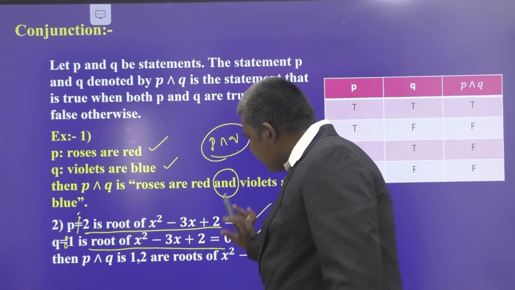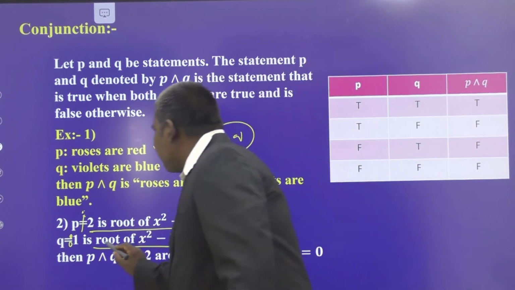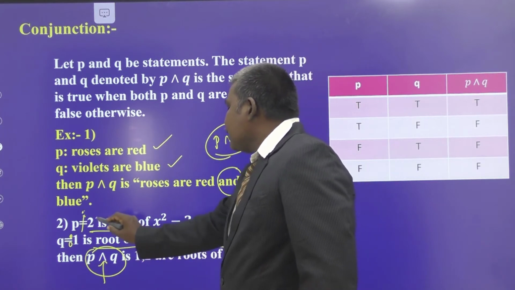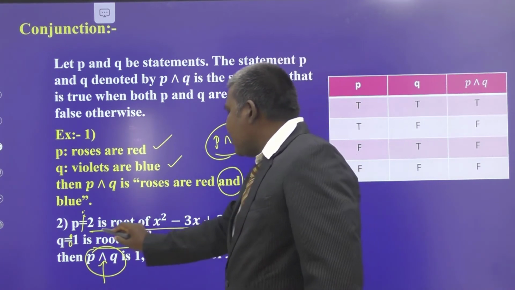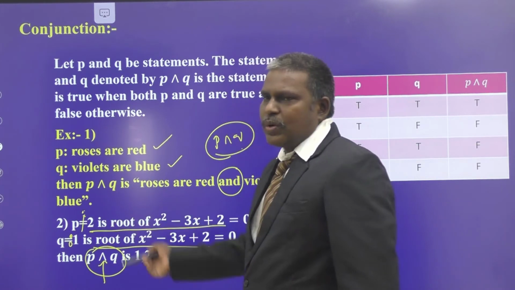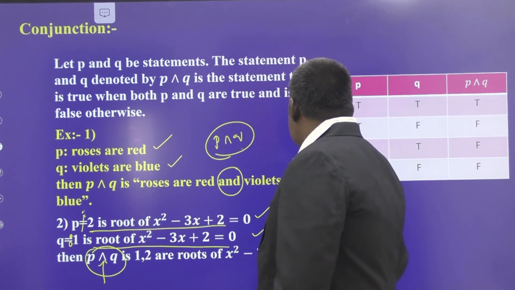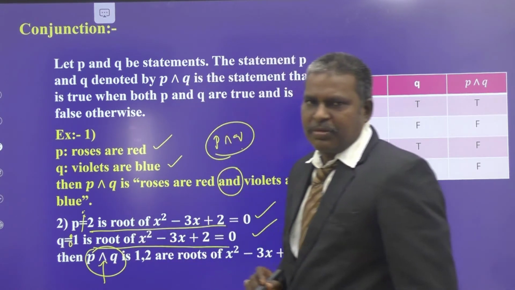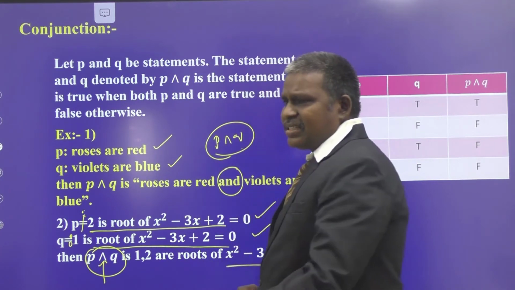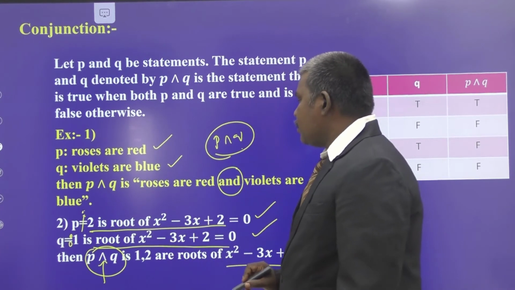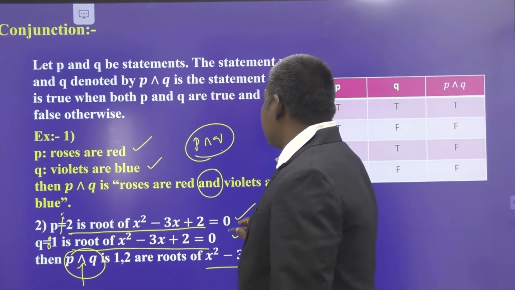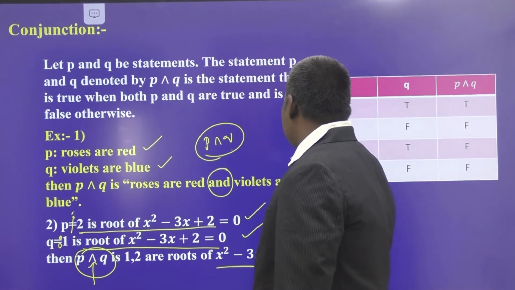This is the first statement, this is the second statement. How to prepare P and Q? You just put and. That means 2 is a root of this equation as well as 1 is a root of this equation. So 1 and 2 are roots of x square minus 3x plus 2 is the statement P and Q. If you substitute 2 here, 4 minus 6 plus 2, that is 0.